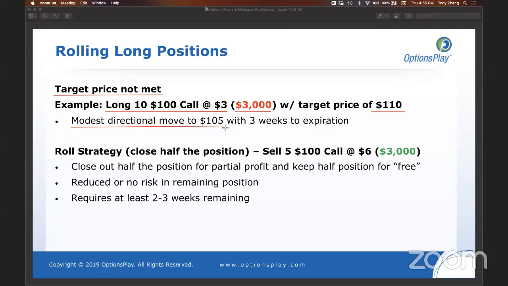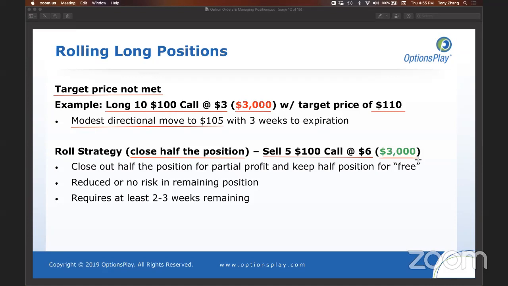So what can you do? How can you reduce risk? How can you take partial profits? This is really where one of the ways you can do this is simply close out half the position. So I can sell 5 contracts of that same 100 strike call now. Let's say because that stock has moved from 100 to 105, that call option is worth $6 now instead of $3. So what I collect now is a $3,000 profit from this specific trade because I sell 5 contracts for $6,000. My profit is now $3,000 on it.